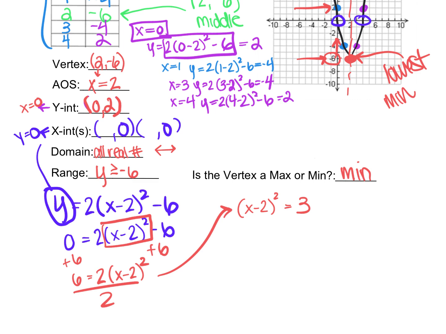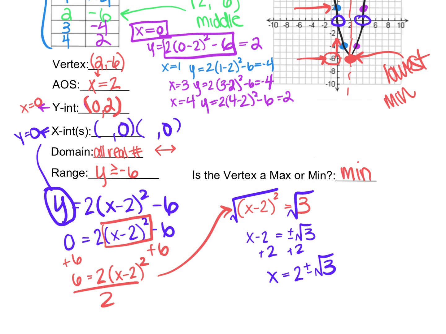Then from here, to undo our squared, we need to take the square root of each side. So we can take the square root of that part that's squared, and that will undo the squared. So we have x minus 2 is equal to, because we're square rooting a squared, plus or minus the square root of 3. And then we need to get x all the way alone, so we're going to add 2 to each side. So we have x equals 2 plus or minus the square root of 3 as our x-intercepts.